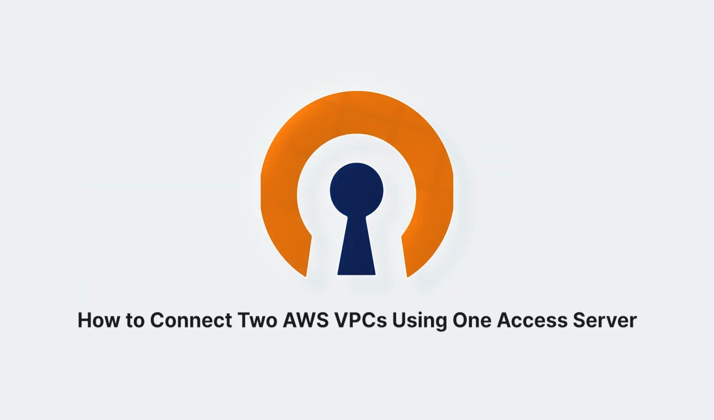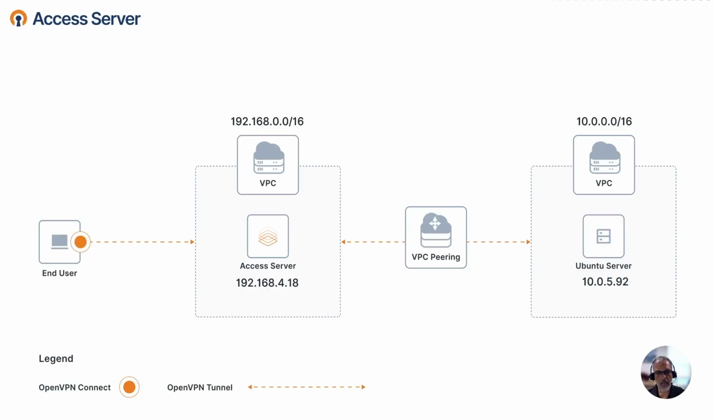In this video, we're going to show you how to use a single access server to connect two AWS VPCs and enable communication between them. This setup lets you access resources in both VPCs without having to deploy multiple access servers.